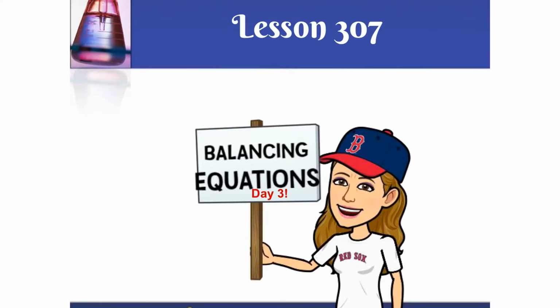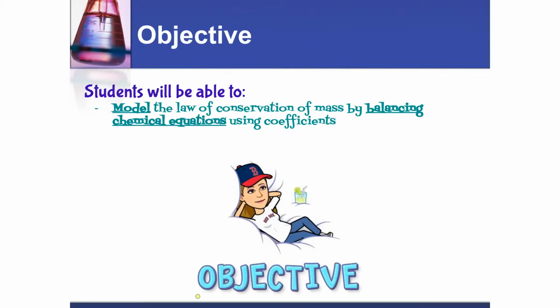Hi everyone, Mrs. Summer here to talk about balancing equations, lesson 3 on balancing equations, lesson 307. The objective for today is that students will be able to model the law of conservation of mass by balancing chemical equations using coefficients.